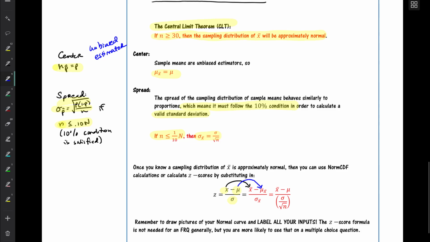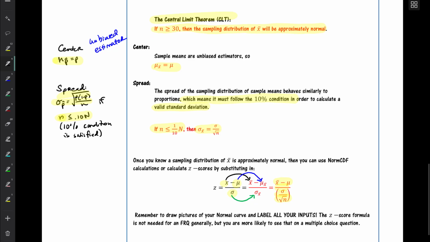And then our standard deviation now is based off of not sigma anymore, not the population standard deviation, but the sampling distribution's standard deviation. Thus, we look at sigma sub x bar. All of that gives us this formula when we want to calculate a z-score: x bar minus mu over sigma over square root of n. And that looks gross, but I promise you, as you get into practice with this, it's going to get easier and easier and easier.